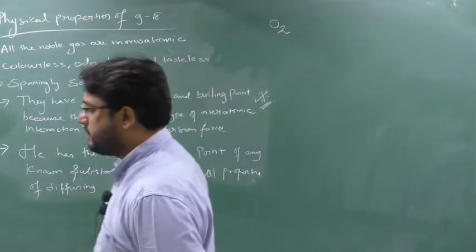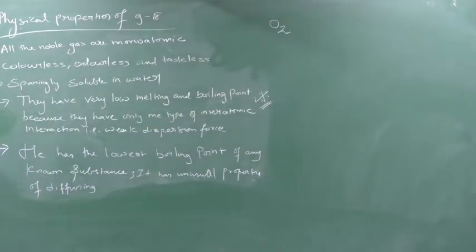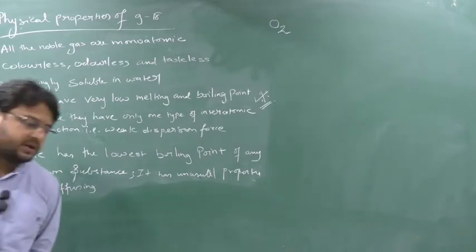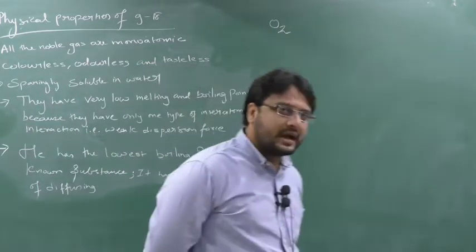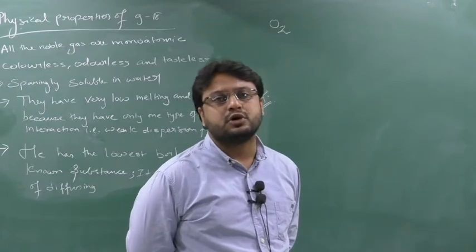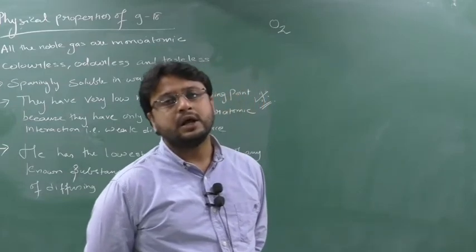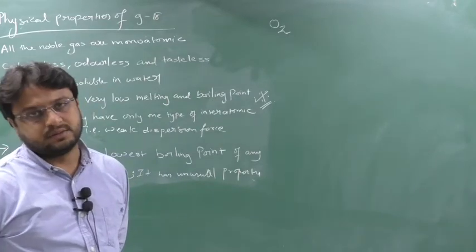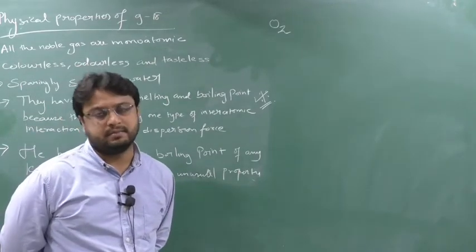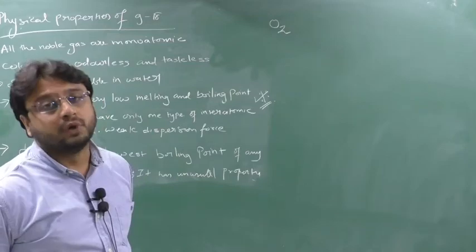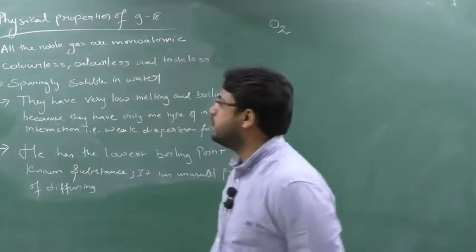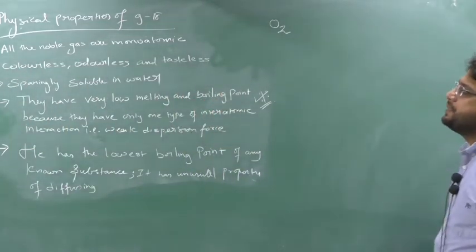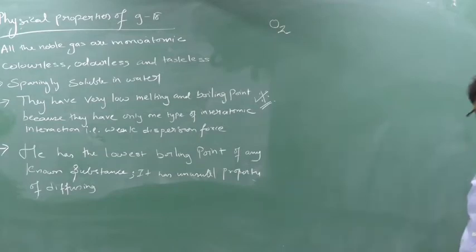So group number 18 elements are all noble gases, as the name indicates. From here we come to know that all are gases in nature and they are monoatomic. Like oxygen is diatomic, chlorine gas is diatomic, yes or no? Fluorine gas is diatomic, but noble gases are monoatomic. So the first point is very important: all the noble gases are monoatomic.